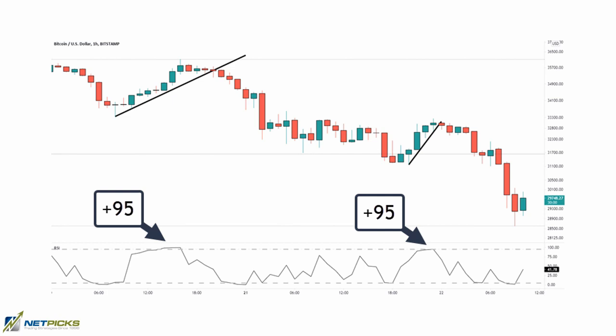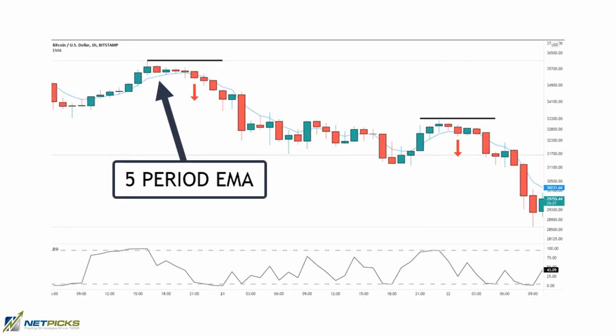You need an entry trigger, and this example just uses a break of the trend line. We can also use a 5-period EMA. This is a 5-period exponential moving average. So you take the trade when a candle closes red below the EMA. I want it red. That way I know we're heading back down. You can also use candlestick patterns. 3-bar reversal pattern is not a bad one to try.